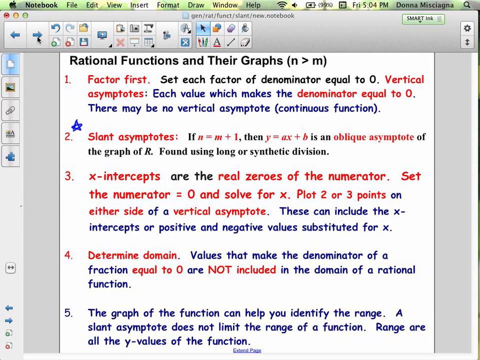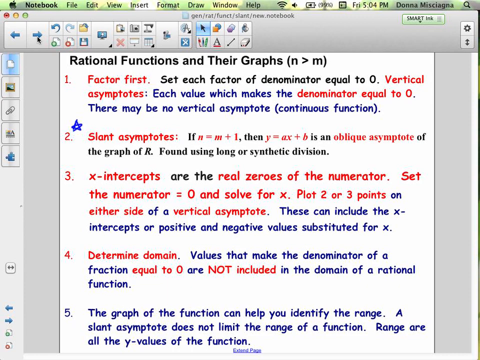All right, so factor first. Set each factor of the numerator equal to 0. Set each factor of the denominator equal to 0. That will be your vertical asymptote. Each value which makes the denominator equal to 0 is going to be a vertical asymptote. It's possible that there's no vertical asymptotes if nothing makes the denominator 0, and it's possible we have more than one vertical asymptote. This is nothing new. This is what we've been doing all along in terms of finding the vertical asymptotes. The new part is the slant asymptote.